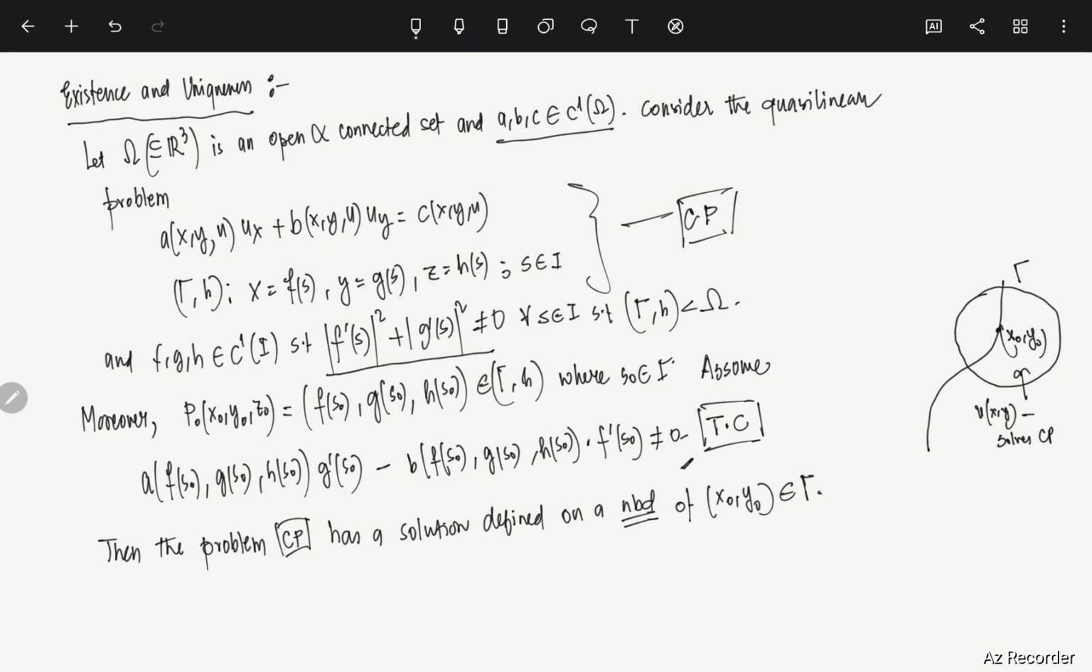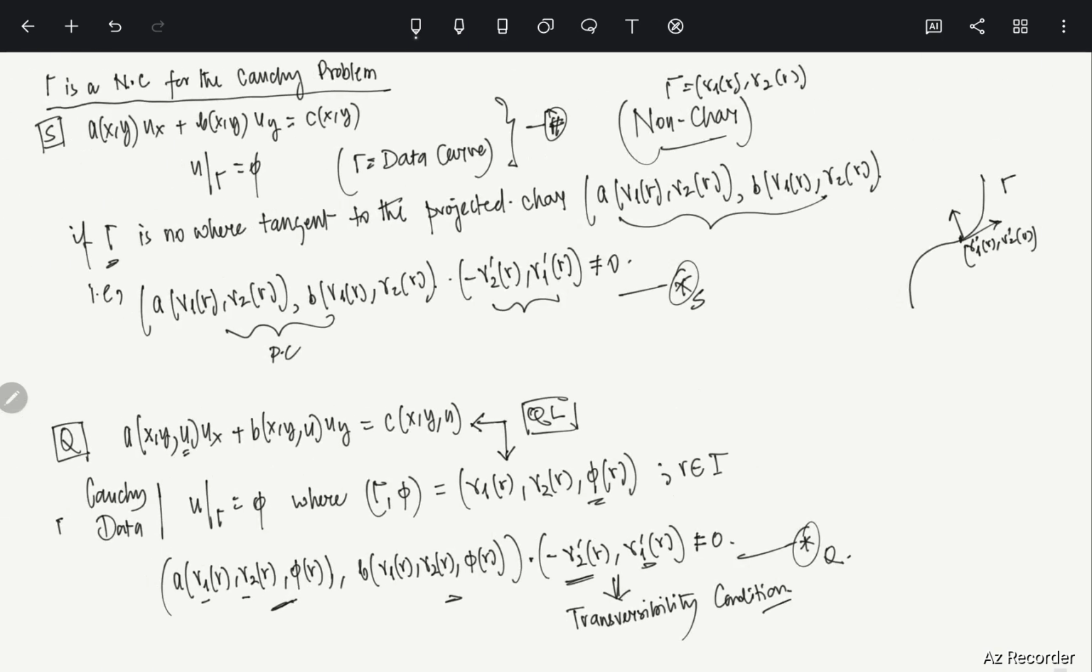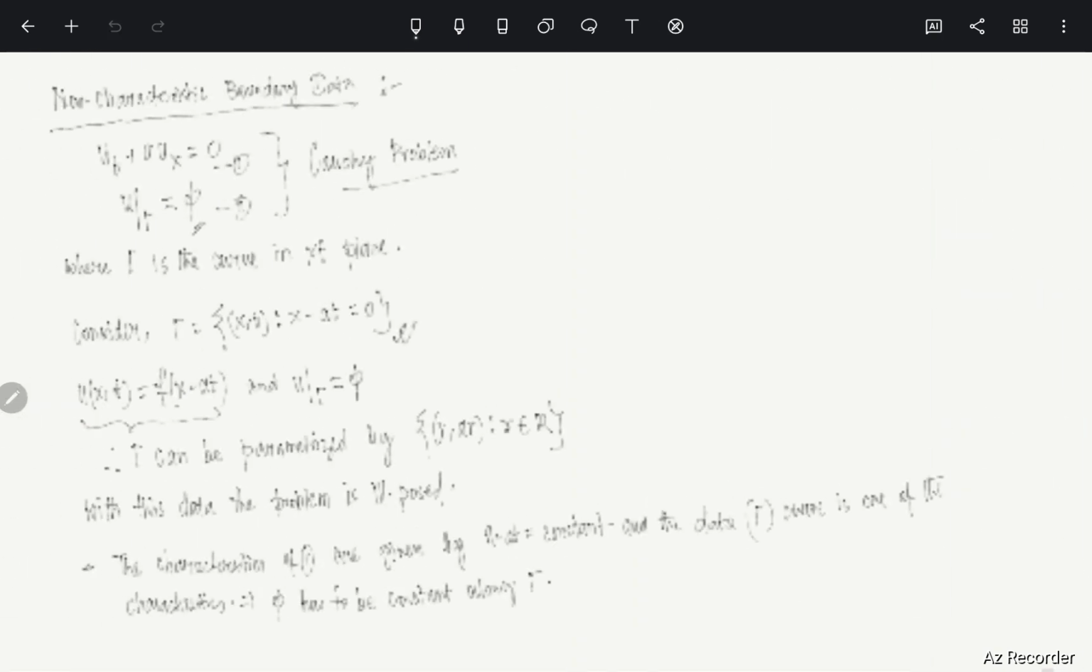This is the existence and uniqueness theorem. So if I give you a problem and ask you whether the existence and uniqueness theorem holds or not, you just have to check the transversability condition and then you are done, more or less. Of course, given all these coefficients are smooth. Okay, so let's look at one problem and then we'll leave.